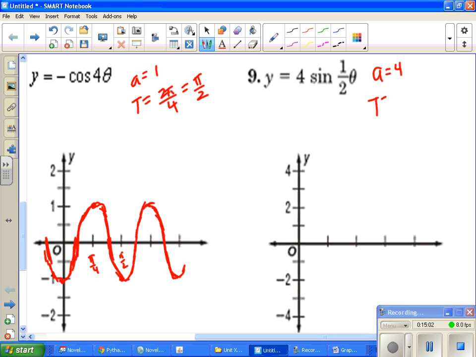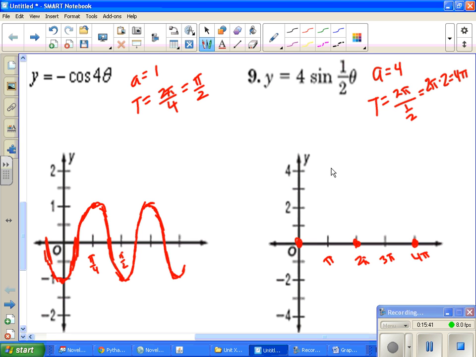My period is normally 2 pi for sine, but I'm dividing it by a half. Well, dividing by a half is the same as multiplying by the reciprocal, which really means my new period is 4 pi. So really it's going to get stretched out here. So it's still going to start at 0, 0, but when I get over here, instead of being 2 pi, it's really 4 pi, which means halfway through I'm at 2 pi, and halfway through there I'm at pi, which makes this 3 pi. Now instead of rising up to 1, I got to go up 4 spots.